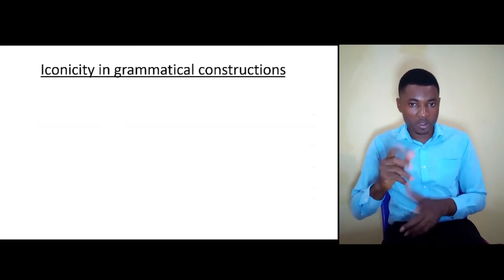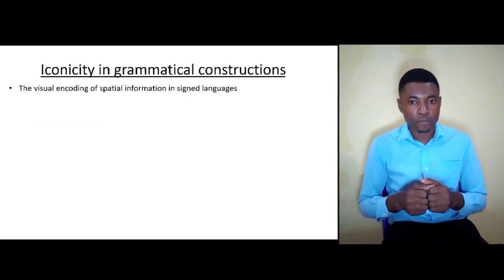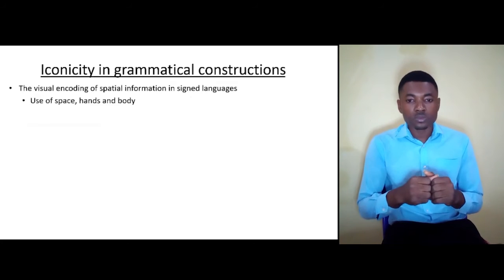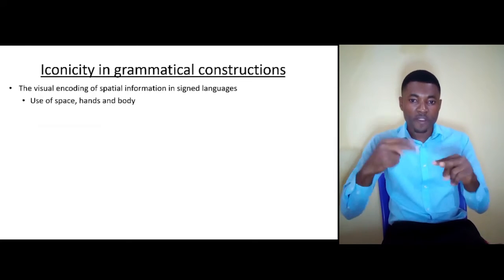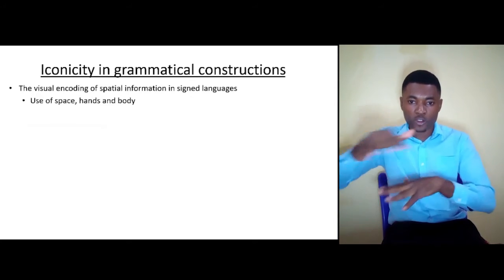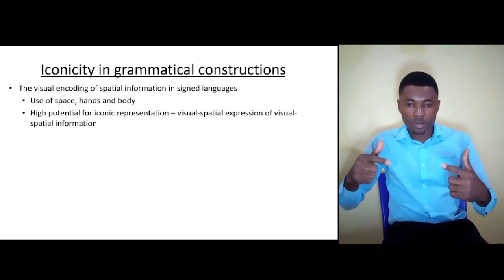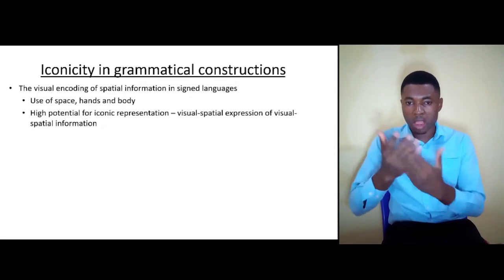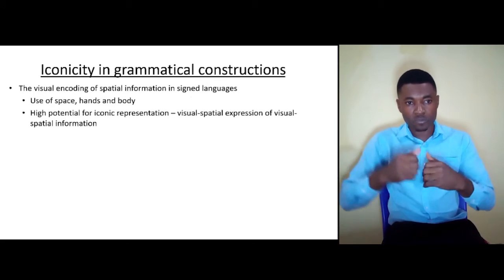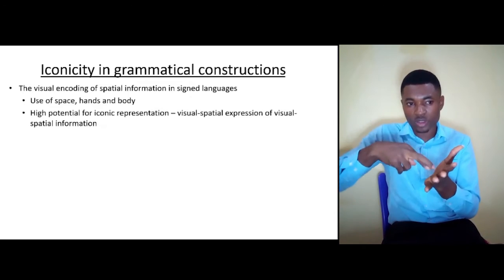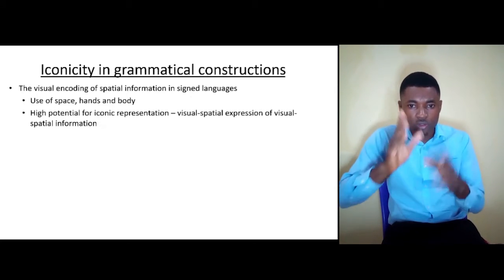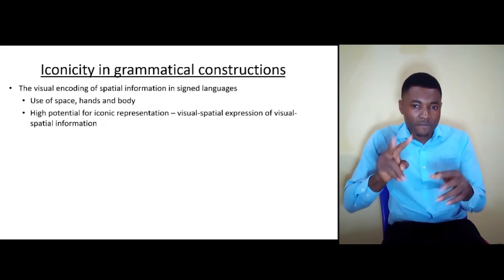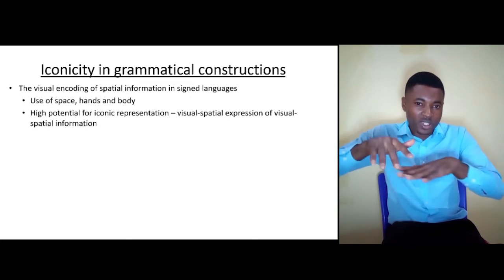Now we move on to iconicity in grammatical construction. So we see that the visual encoding of items in the spatial domain in sign language affords the use of space, the hands, and the body. And there's a high potential for form-meaning resemblance mapping. Why? Because the signs use virtual spatial expression or visual spatial information.